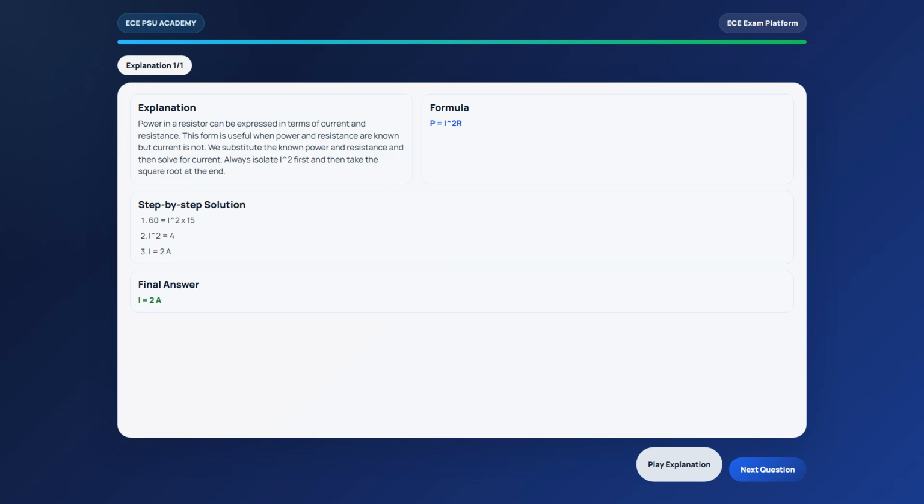Now take the square root to find the current. Now calculate, 60 equals current squared x 15. Now calculate, current squared equals 4. Step 3, take the square root of both sides. I equals the square root of 4, which equals 2 amperes. Final answer, the current through the circuit is 2 amperes.